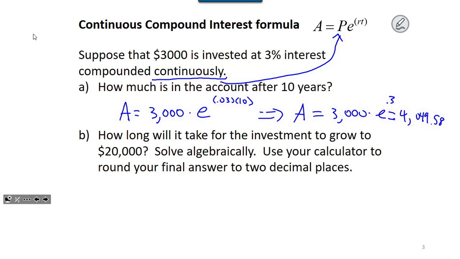Part B is the part where we get back to our logarithms, because it says, how long will it take? So how long will it take means we're looking for t in our problem here, and that's up there in our exponent next to that r, so that means we're going to have to use our logarithms to solve. So how long is it going to take for that investment to grow to $20,000?